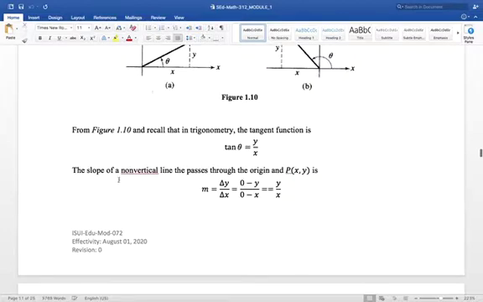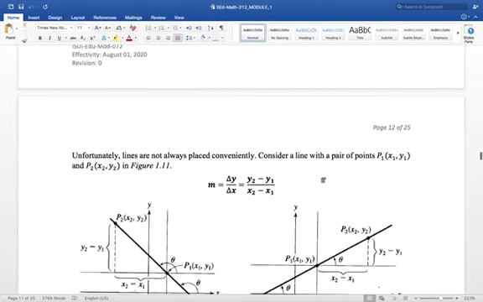Now, the slope of a non-vertical line that passes through the origin and the point P with coordinates (x, y) is m equal to the change in y over the change in x. Since we are talking about a non-vertical line, we have here negative y over negative x, which will give you y over x, which is your tangent theta.